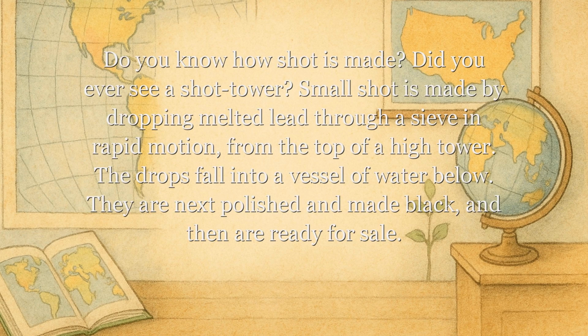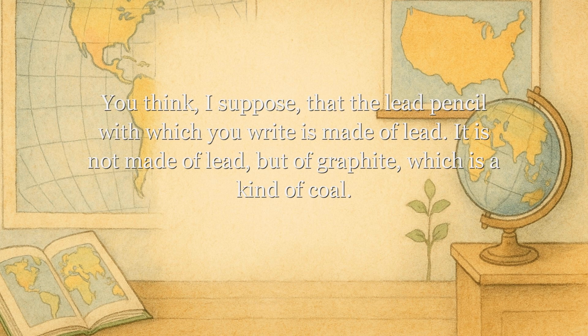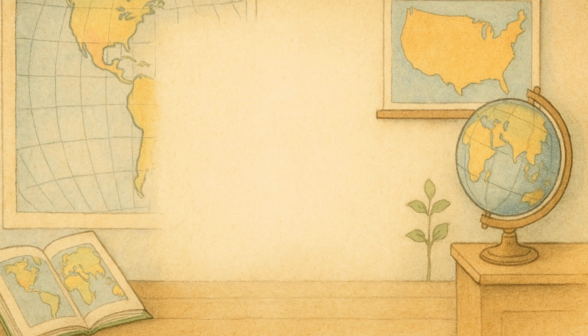Small shot is made by dropping melted lead through a sieve in rapid motion from the top of a high tower. The drops fall into a vessel of water below. They are next polished and made black and then are ready for sale. You think, I suppose, that the lead pencil with which you write is made of lead. It is not made of lead, but of graphite, which is a kind of coal.